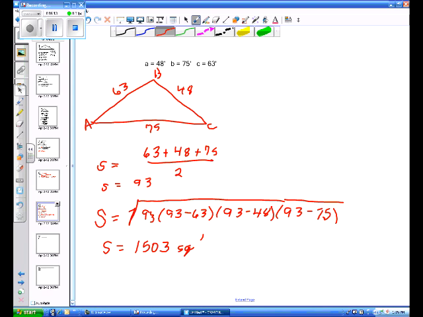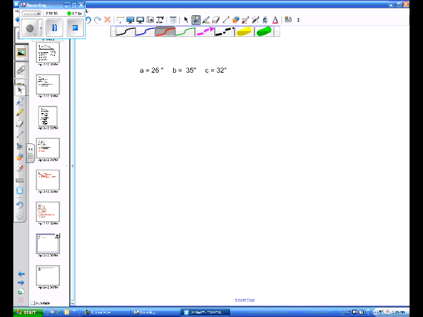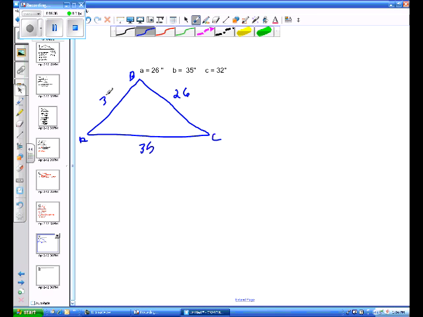I'm going to do one more of those. We're given our triangle. So this is A, then side A is 26, side B is 35, and side C is 32. So we want to get S. S is equal to 35 plus 26 plus 32 divided by 2. It's equal to the semi-perimeter.